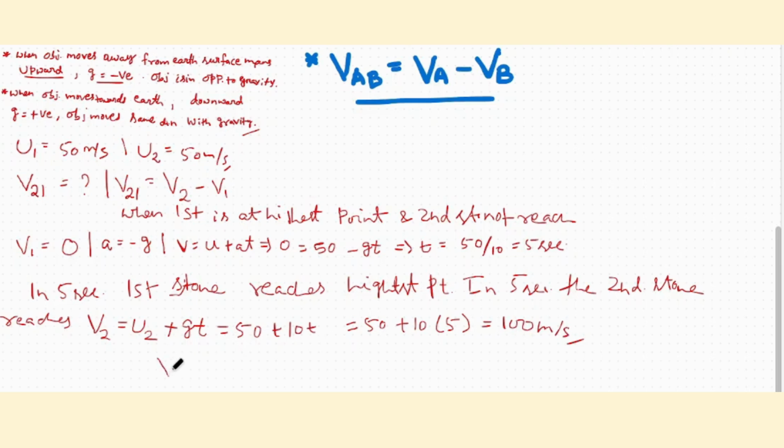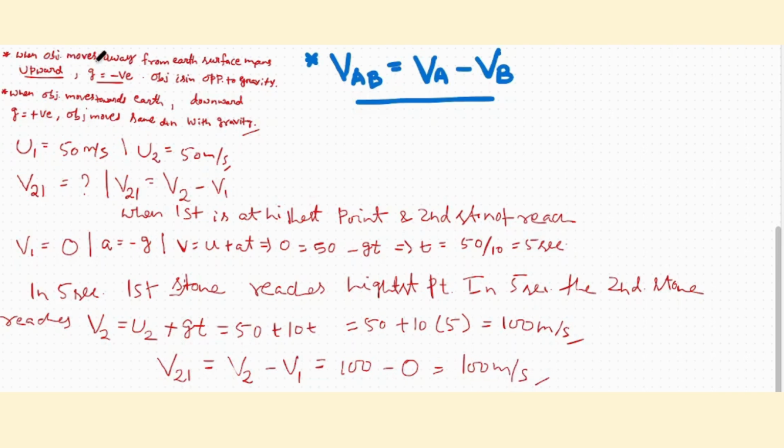Now we have to find v21, the relative velocity of the second with respect to the first, that is v2 minus v1. v2 is 100 minus v1 which is 0, that is equal to 100 meter per second, the relative velocity of the second with respect to the first. Got it?